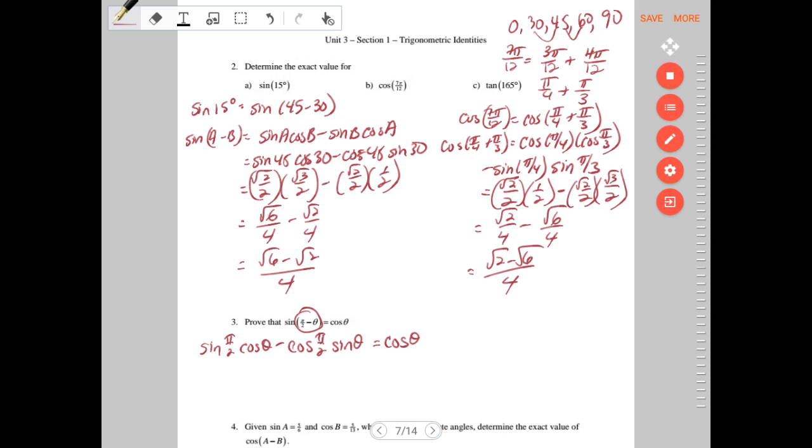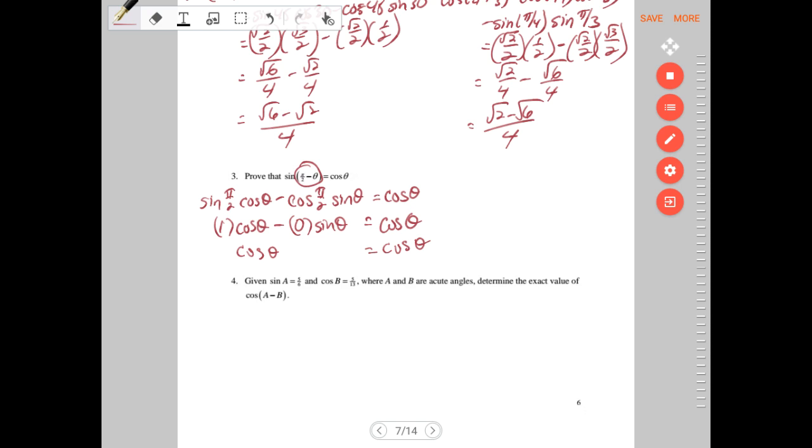Okay, sine of pi over 2 is the same thing as 1 times cos theta. Cos of pi over 2 is equal to 0, and that's times sine theta. And so 1 times cos theta is cos theta, and 0 times sine theta is 0, so cos theta take away 0 is cos theta. And we just proved that it works. Okay, that was a much faster example.